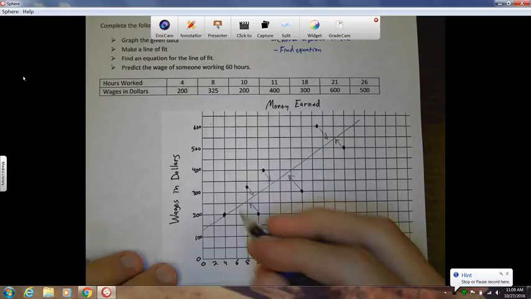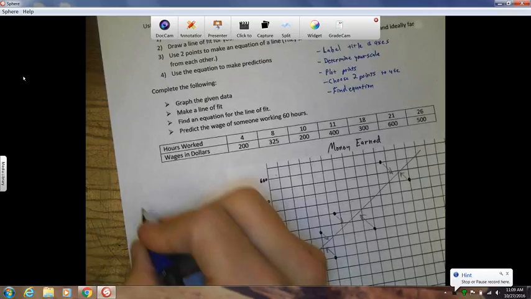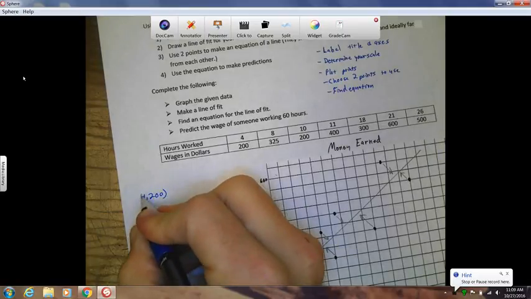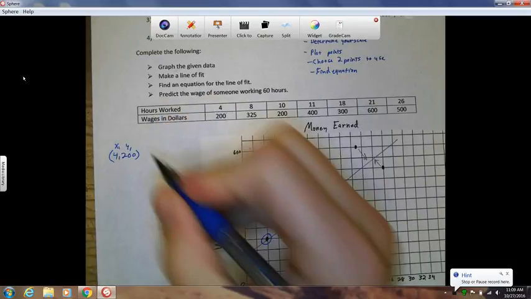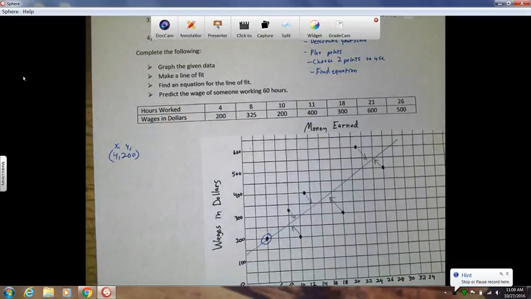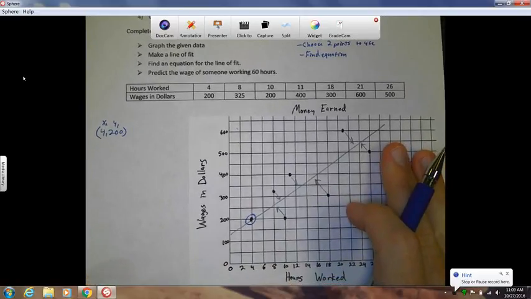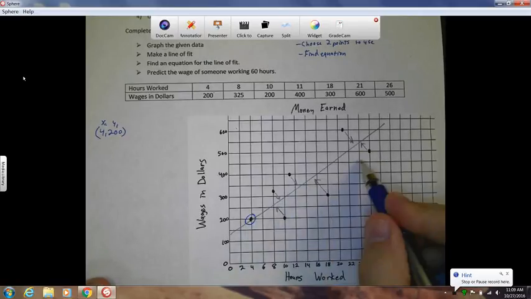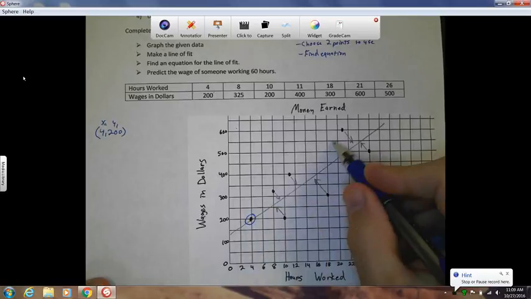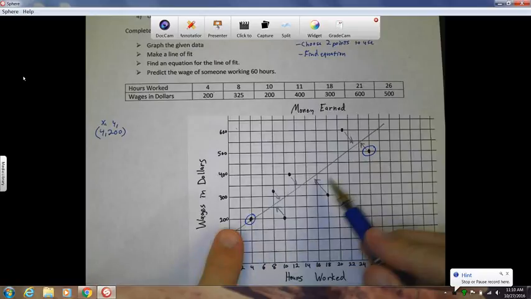Now I just need to decide what other point should I choose? It doesn't really matter, but I'm going to choose this point. You also want points that are far from each other. You don't want to choose points like this that are close, because that would not give you a good representation. So this is the point 26, 500. Okay, so now I have my 2 points.